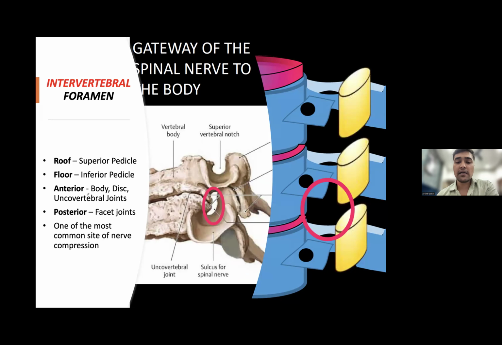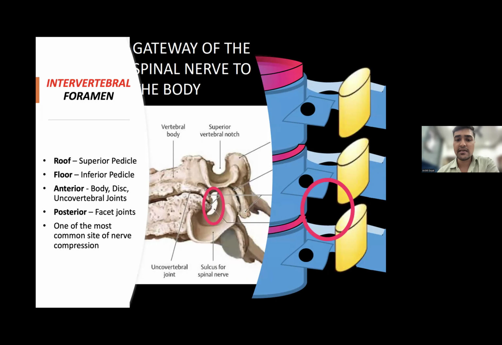Now, the anterior part is formed by the posterolateral part of the body, the disc, and the uncovertebral joints, and posteriorly, we have the facet joints. Thus, any pathology affecting the body, the disc, or the uncovertebral joint and the facet joint can result in compression of the cervical nerve root, resulting from narrowing of the intervertebral foramen.